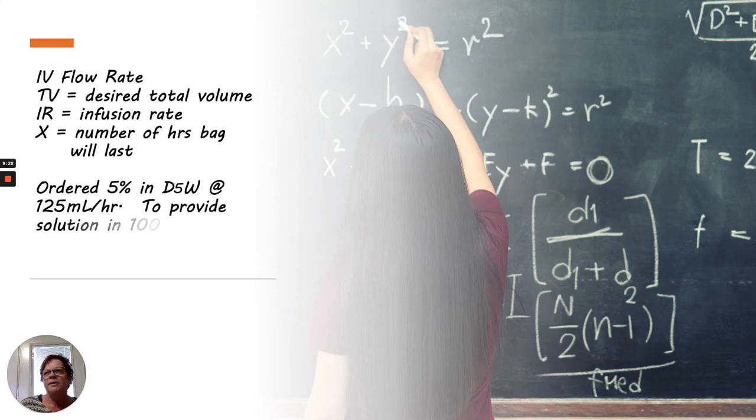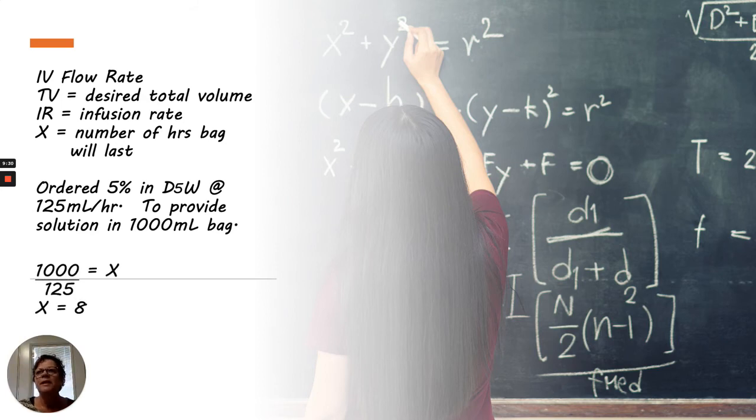IV flow rate. TV equals the desired total volume. IR equals the infusion rate, and X equals the number of hours the bag will last. So you've got ordered 5% in D5W at 125 milliliters per hour. They want you to provide the solution is provided in 1,000 milliliter bag.